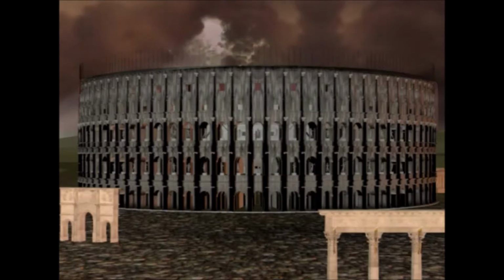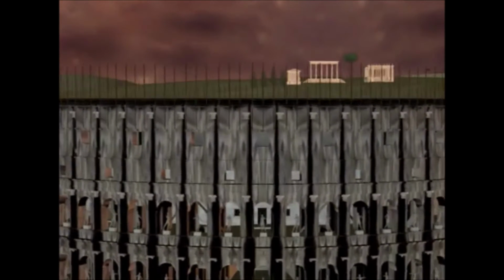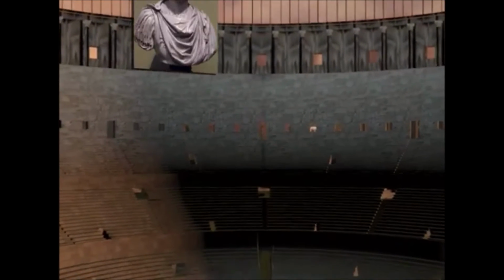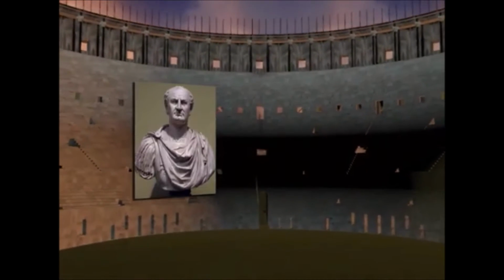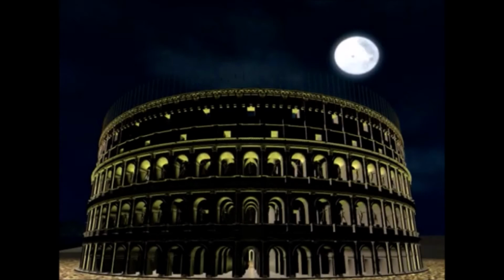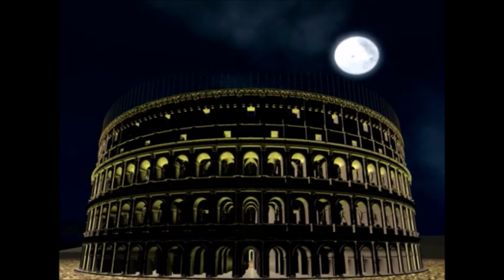The year was 80 AD, and the Flavian Amphitheater, which we now refer to as the Roman Colosseum, opened its gates. Started under the reign of Emperor Vespasian, the Colosseum was finished when his son Titus became emperor. The seating capacity of the Colosseum was 50,000, an enormous size for the time.